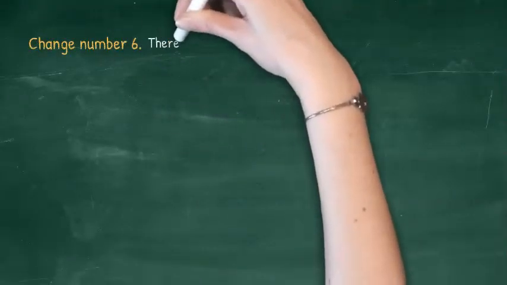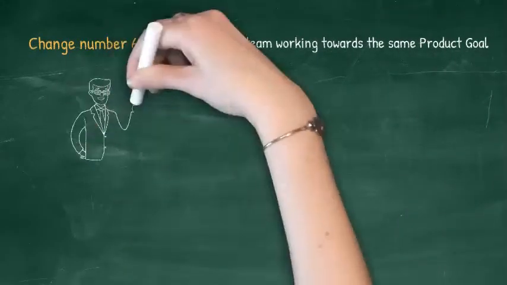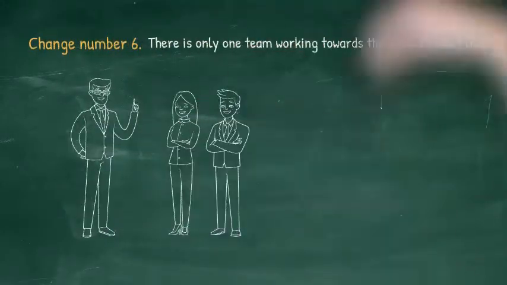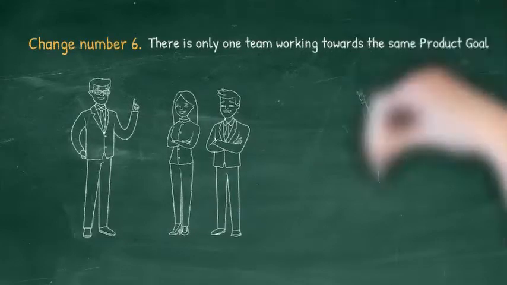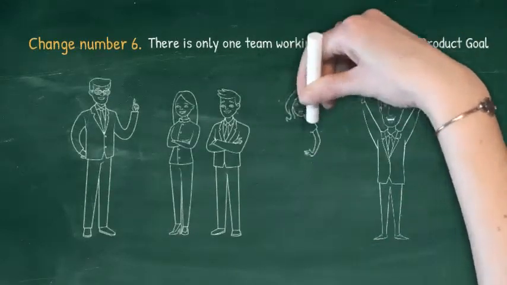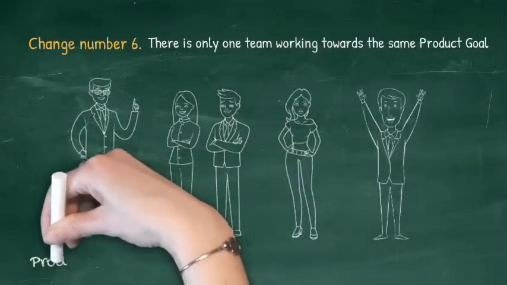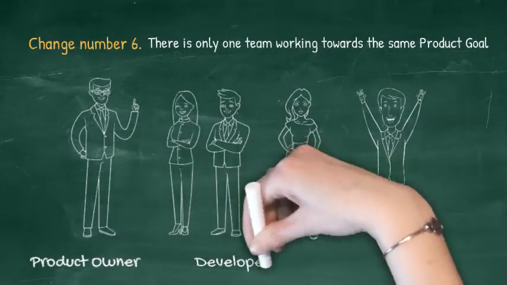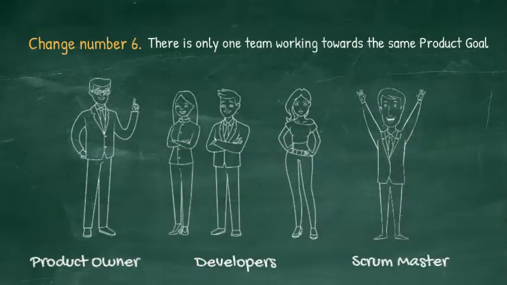Change number 6. There is only one team working towards the same product goal. There is no team in the team anymore. The only team is the Scrum team, and it is one Scrum Master, one product owner, and developers. The following features that were valid for the development team are also valid for the Scrum team. The team is small, but the obligation to be between 3 and 9 people is dropped. There are no hierarchical levels, there are no sub-teams, the team is cross-functional, the team is self-managed. Yes, it is no longer just self-organized.